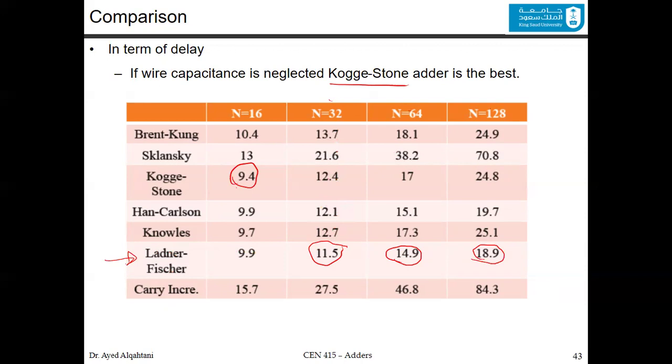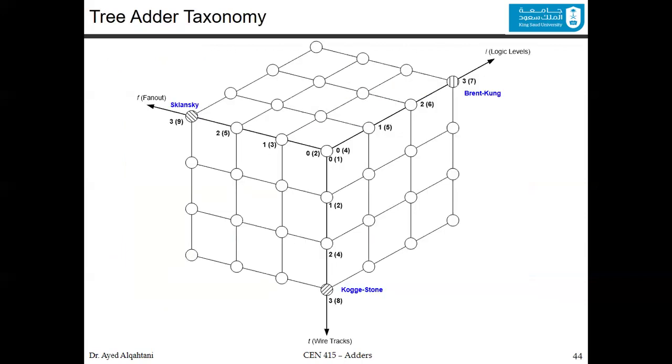To compile everything in a single graph, here are the three major types of adders: the Brent Kung, the Sklansky, and the Kogge Stone. The problem of the Brent Kung is the logic level. You see that the worst delay of the three adders was with the Brent Kung.